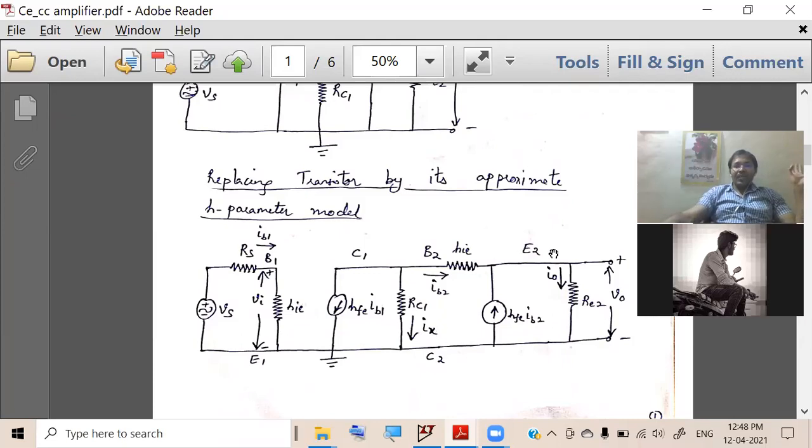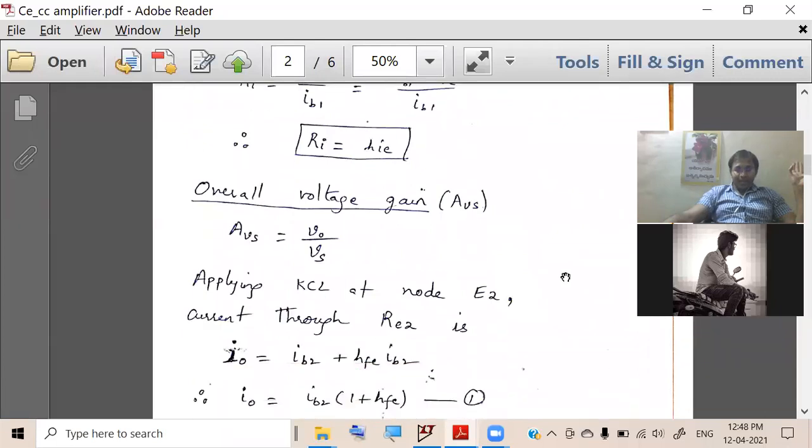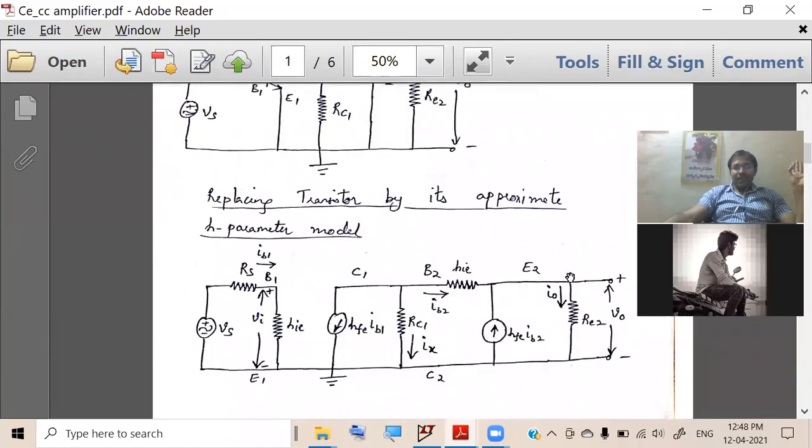Anyway, our next task is, let us find out I0. Why do we need to find I0? Because V0 is I0 into RE2. How can I get I0? I can apply KCL here. Can you tell me the KCL equation quickly? It is a very big problem, so if we solve it fast only, we can answer. Quickly tell me what is KCL here. Fast, please.